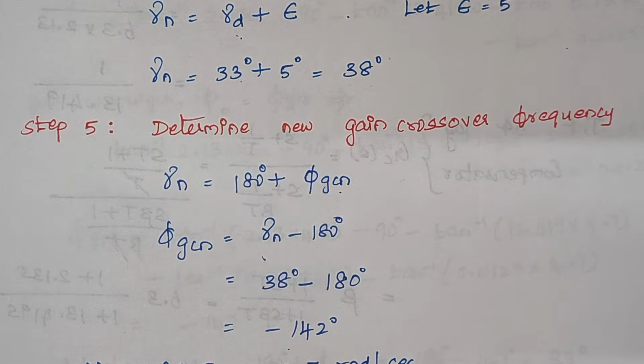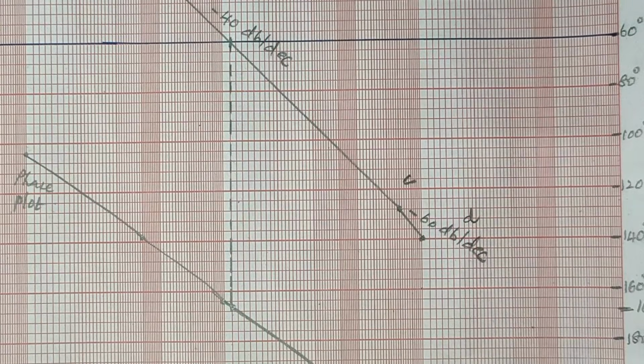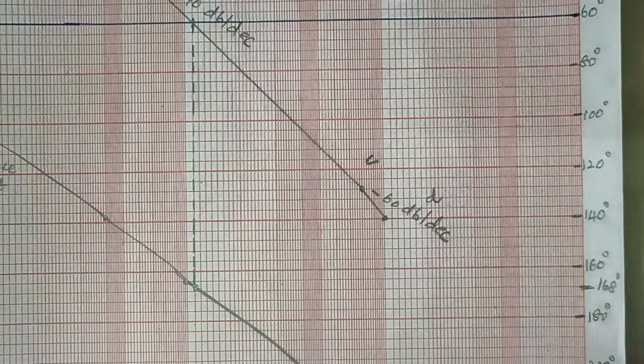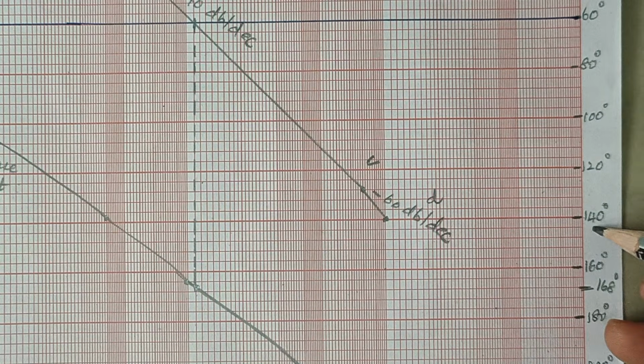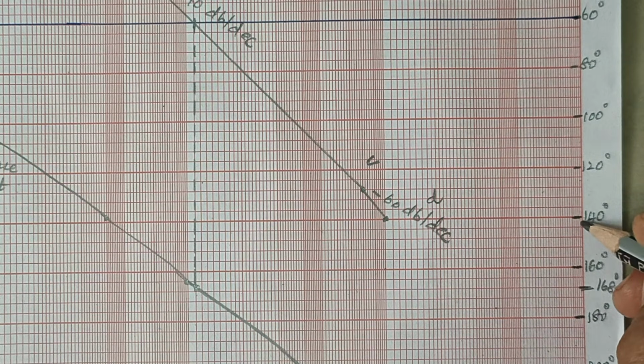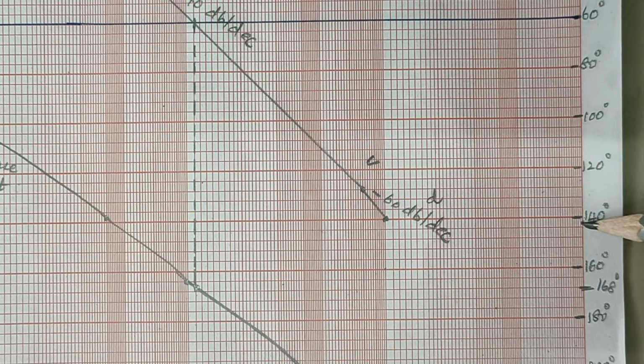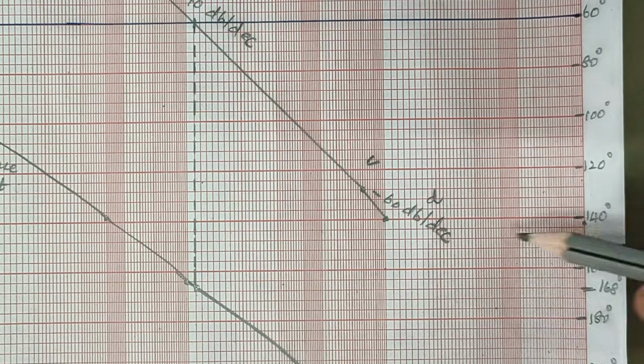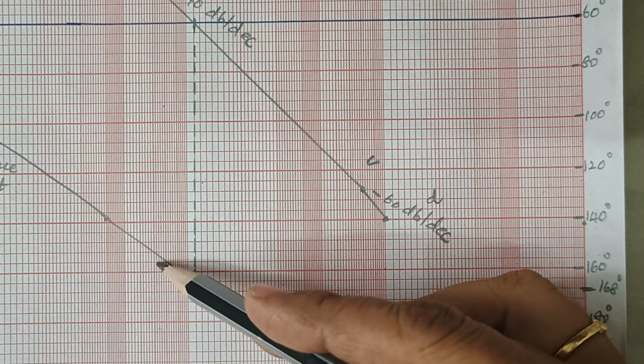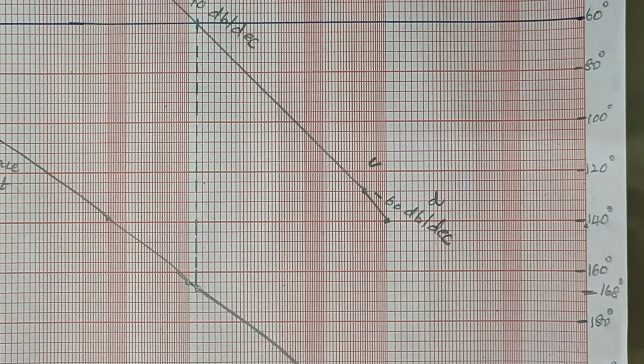We have to again move to our semilog sheet. You see, the angle is minus 142. Here is minus 140 and the next line is minus 144, so let me place a dot in the middle. Now I have to draw a line from this dot to the phase plot. Wait, let me show you.